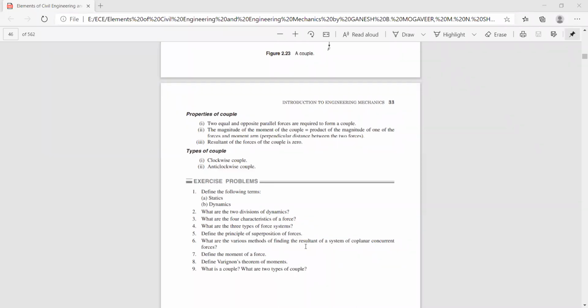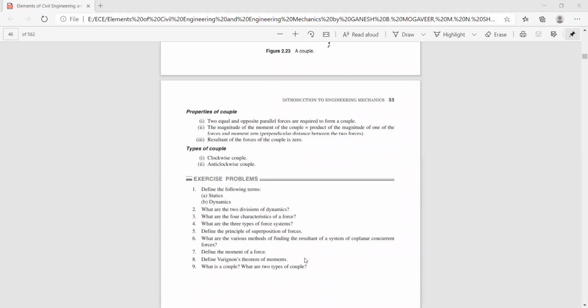And what are the various methods of finding the resultant of a system of coplanar concurrent forces? There are basically three methods. One is the law of parallelogram of forces, the second is the law of triangle of forces, and the third is the polygon law. In your syllabus you have only the law of parallelogram of forces. Then we also discussed the definition of moment, how you can calculate the magnitude of a moment, and also defined Varignon's theorem of moments. Just now we have discussed Varignon's theorem and the definition of a couple and the two types of couples.